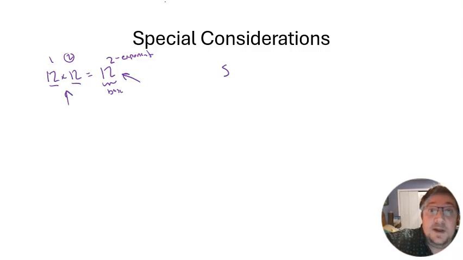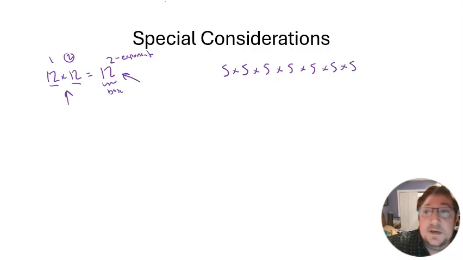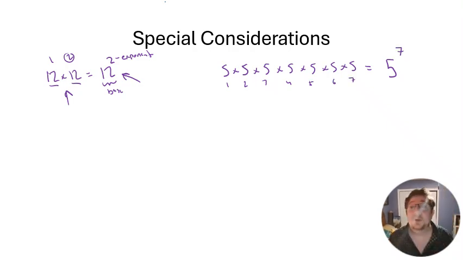All right, 5 times 5 times 5 times 5 times 5 times 5 times 5 is equal to the number being repeatedly multiplied is my base. And it's 1, 2, 3, 4, 5, 6, 7 times, 5 to the 7th power. Need to know that.